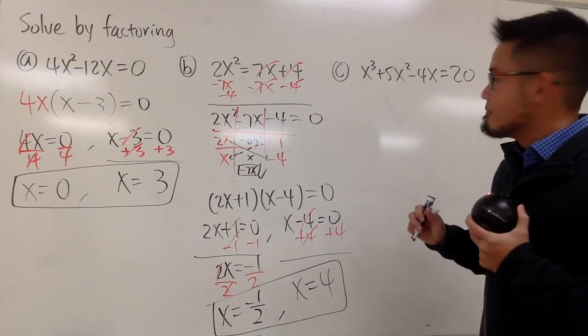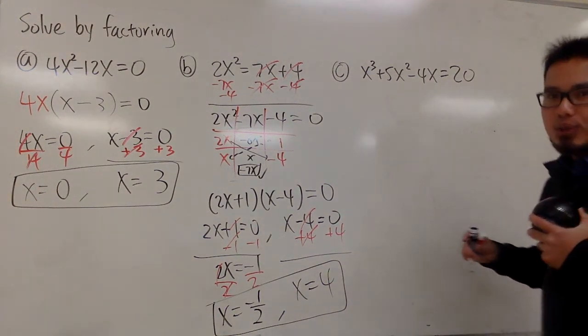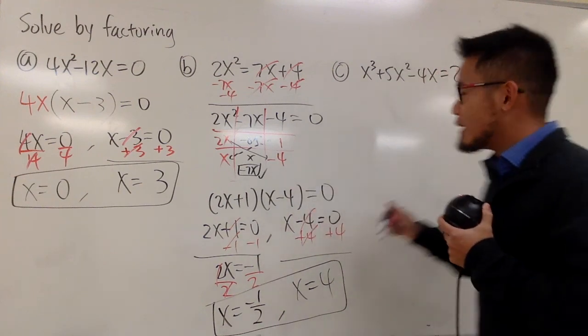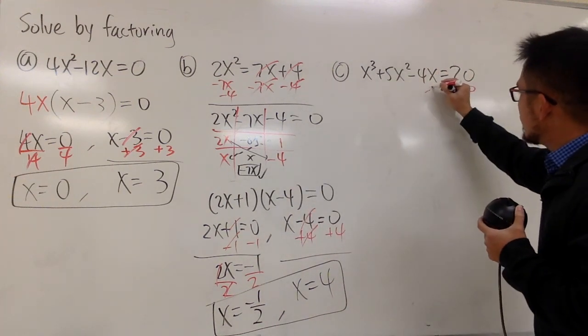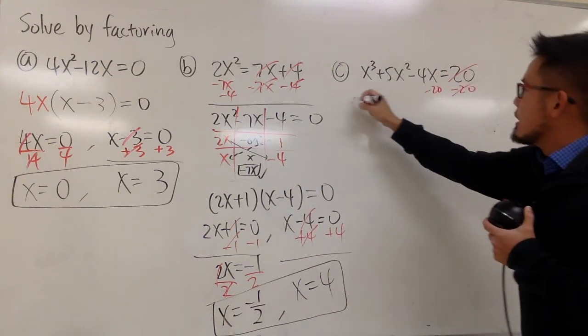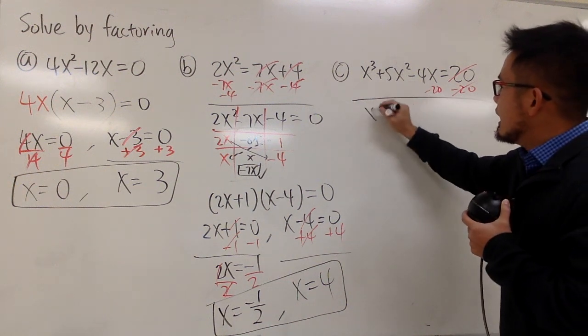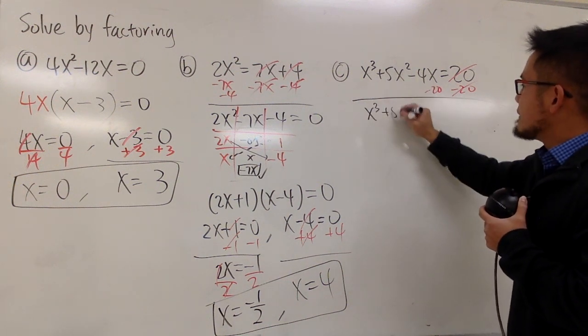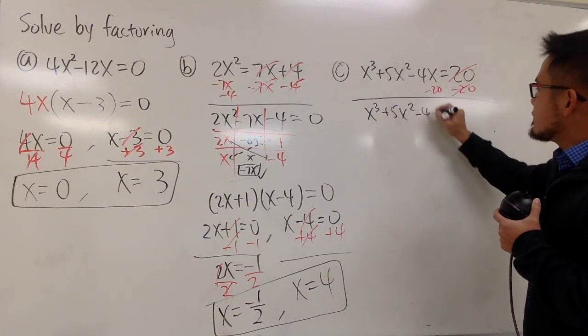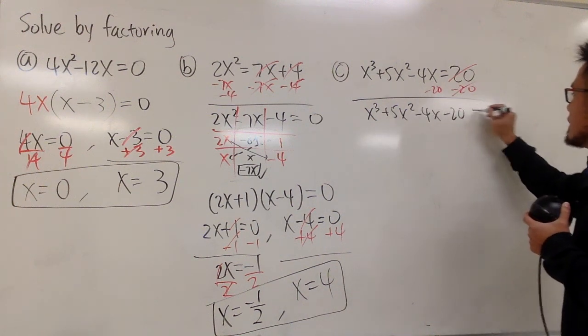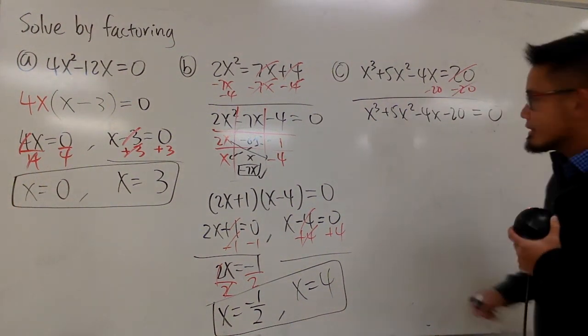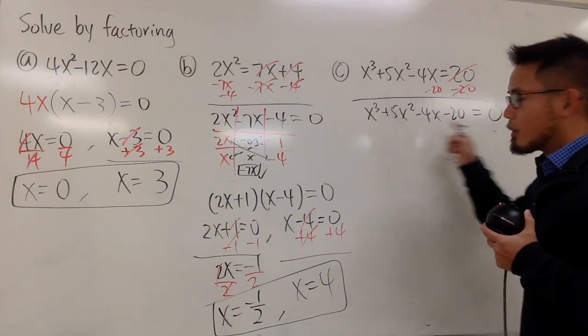Now, last one. Okay, this is equal to 20. That's no good. We have to move it to the other side, right? So that's minus 20 on both sides. Cancel this out. And now this is x to the third power plus 5x squared minus 4x minus 20 equal to 0. Okay, here we have 4 terms.